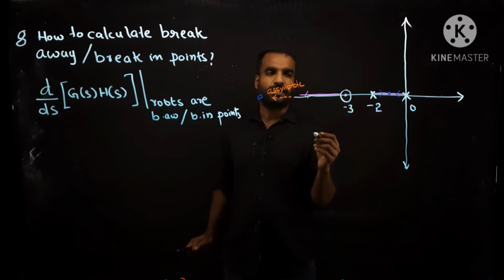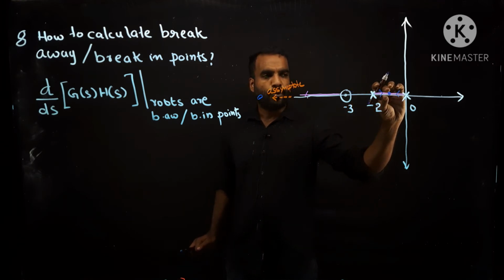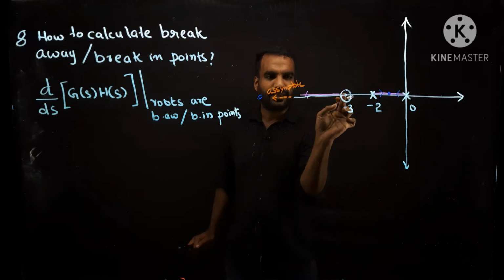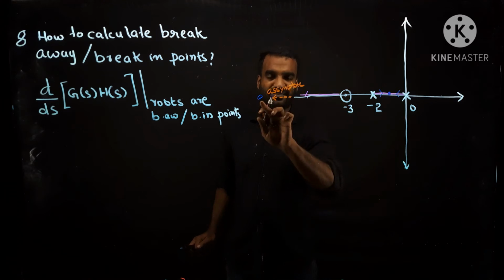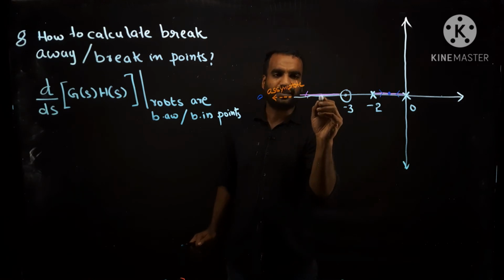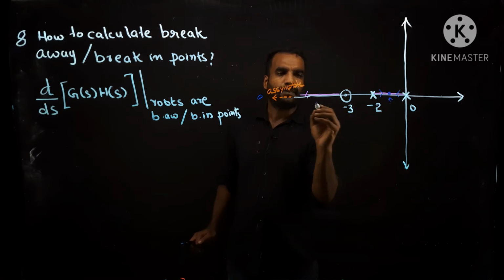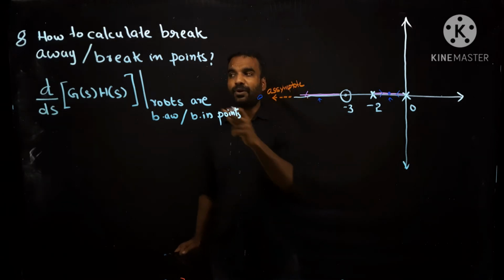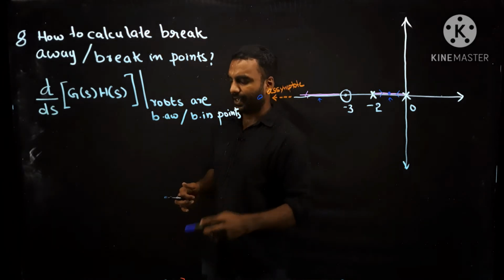I don't know where. So these 2 poles will meet and travel to this area somewhere in between these 2 zeros. One is finite zero and one is infinite zero. So it will come here somewhere. So a breakaway point will be here and break-in point will be here somewhere. The exact point will be given by this calculation. That is the rule number 8.